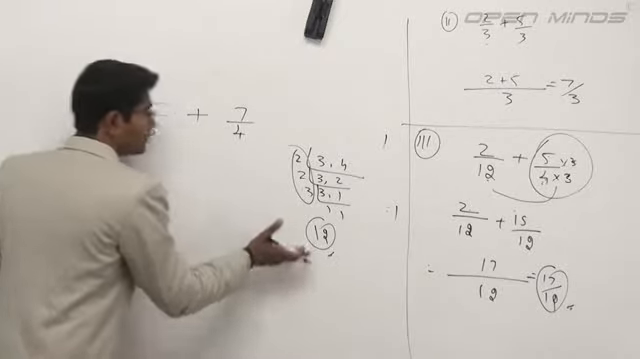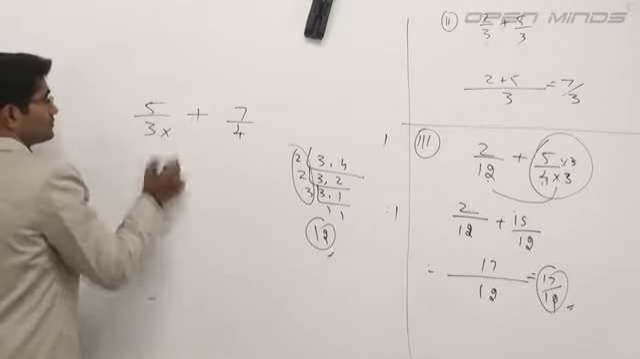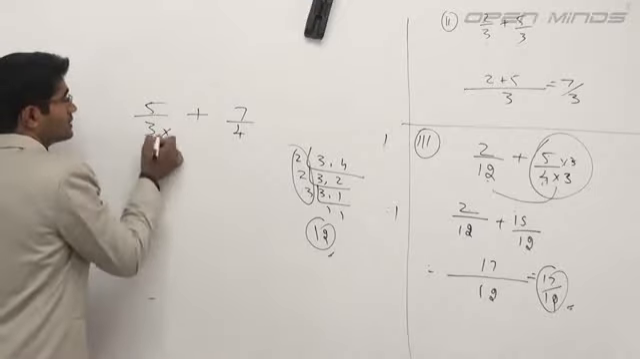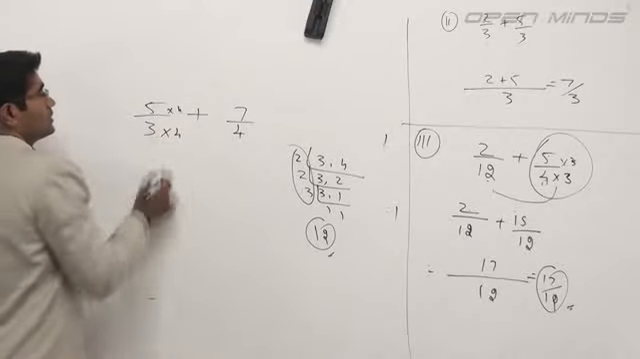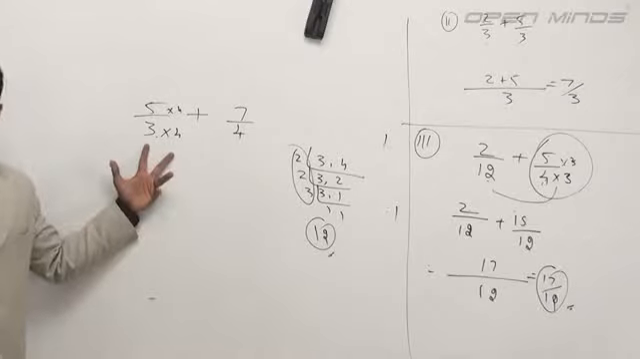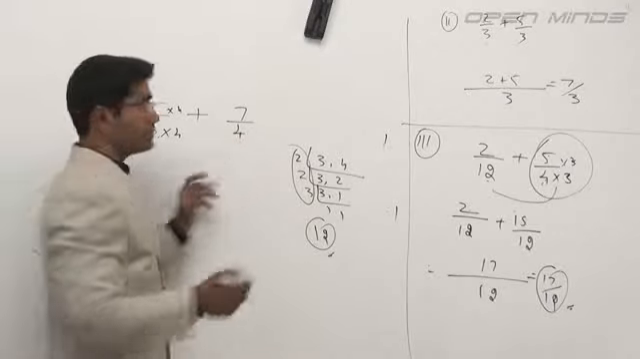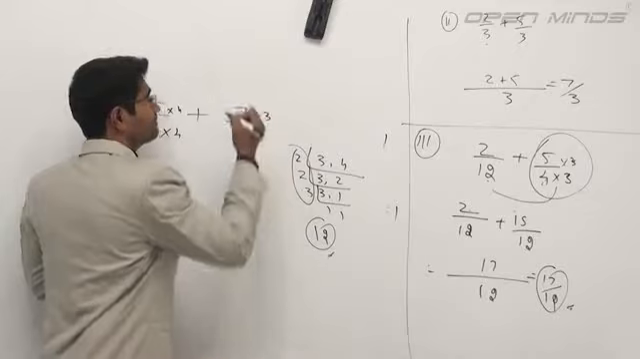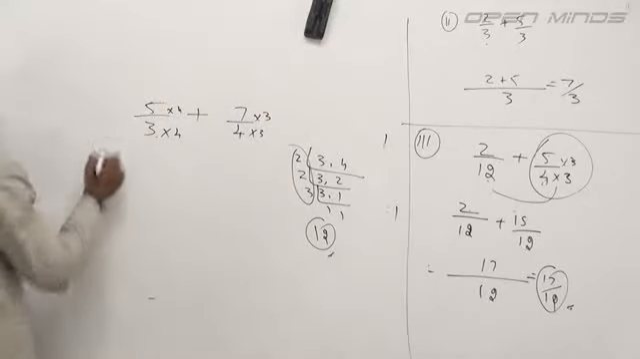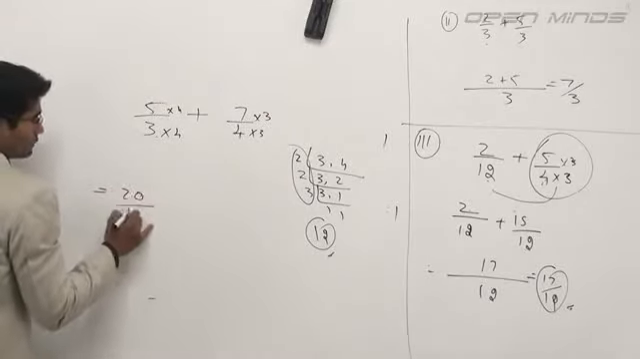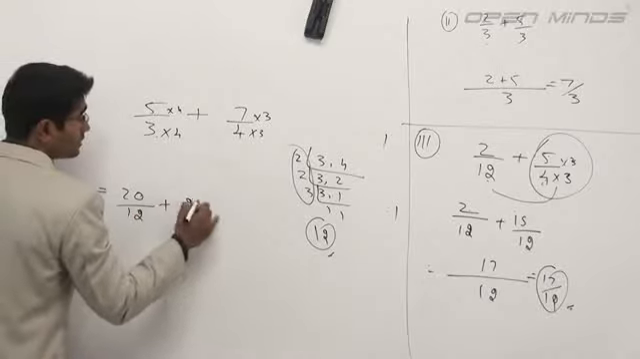Now, right now I have 12. Can I make this one 12? Yeah, that's the whole idea. Can I make this one 12? Into 4, into 4, right? So 3 into 4 is 12. Good enough. Can I make this one 12? Yes, into 3, into 3. That's the logic. Now I can see that the problem becomes 20 by 12 plus 21 by 12.